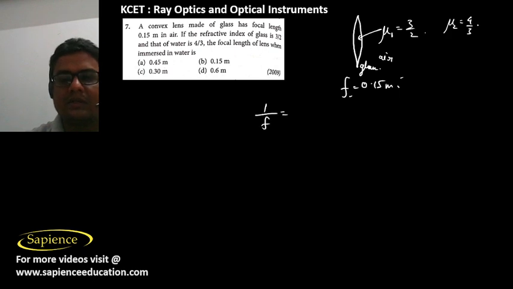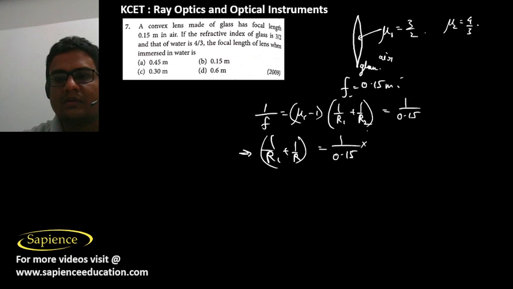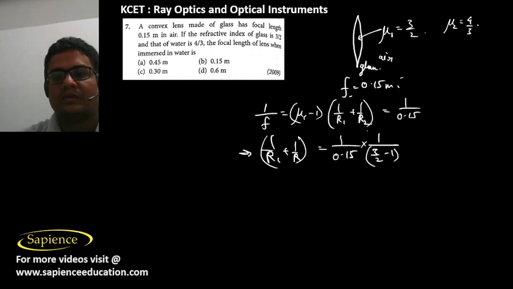So 1 by f we can write as (mu1 minus 1) into (1 by r1 plus 1 by r2). This is equal to 1 by 0.15. So 1 by r1 plus 1 by r2 equals 1 by 0.15 into 1 by (mu1 minus 1), where mu1 is 3 by 2 minus 1, so this one is half. This is 0.5. So 15 fives are 75, this is 0.075.